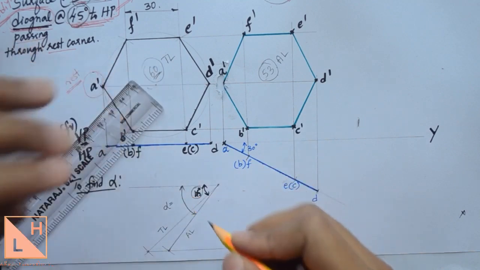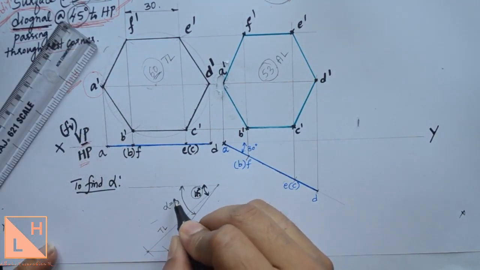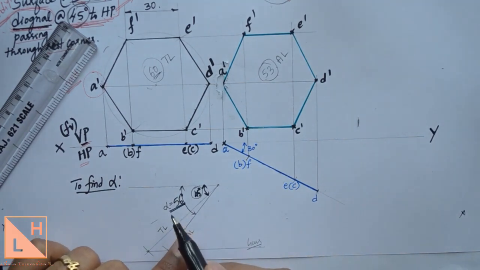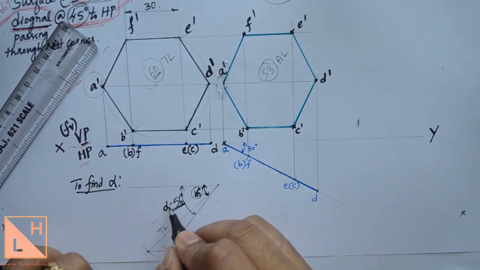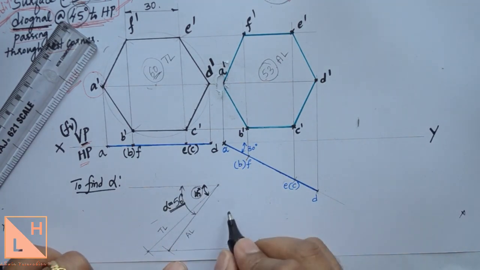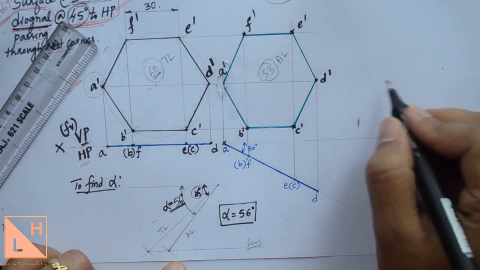You can measure that angle, and measure this. When you measure this angle you are going to get around 56 degrees. So it is not mandatory that you must get 56 degrees. Since here we are using manual method, you will have a variation of 1 or 2 degrees. So now we have found out the apparent angle as 56 degrees. Use this apparent angle in order to project it in the third position.